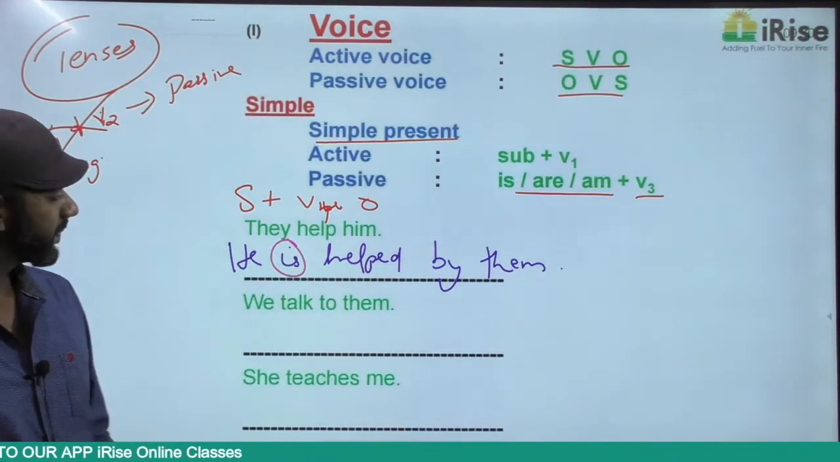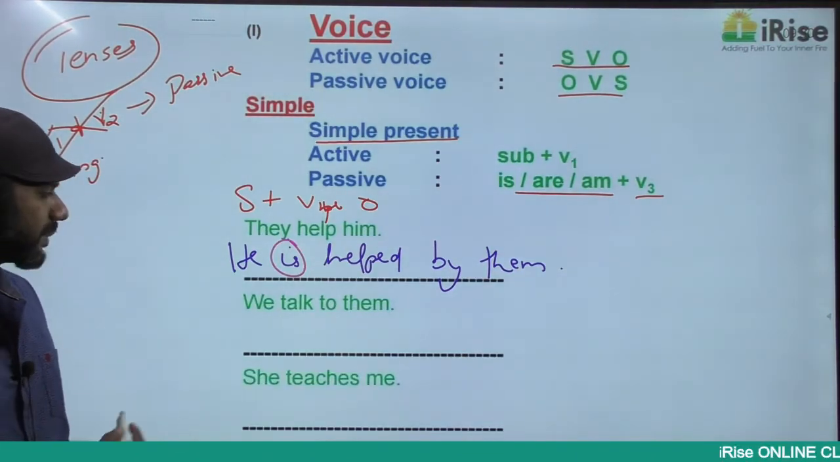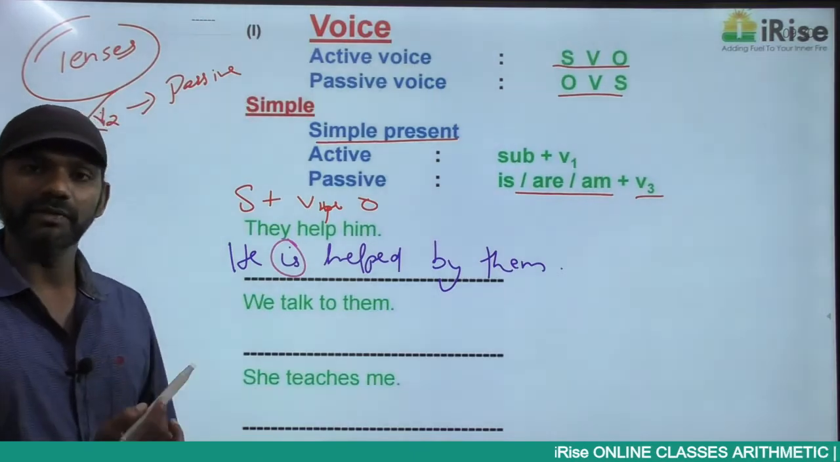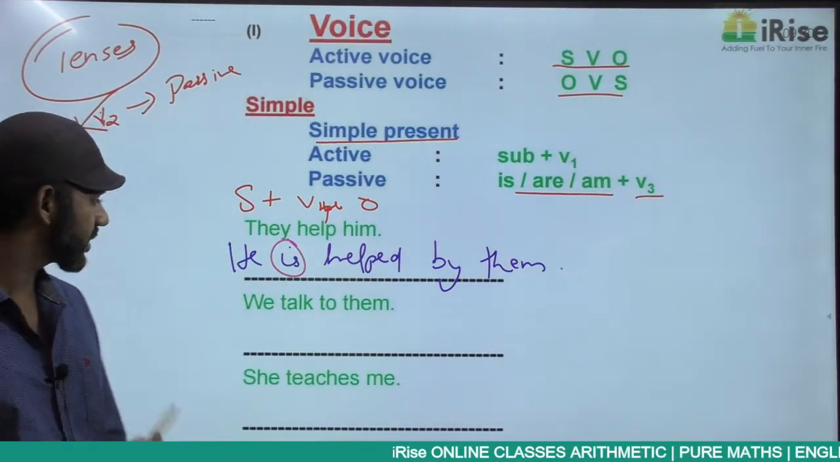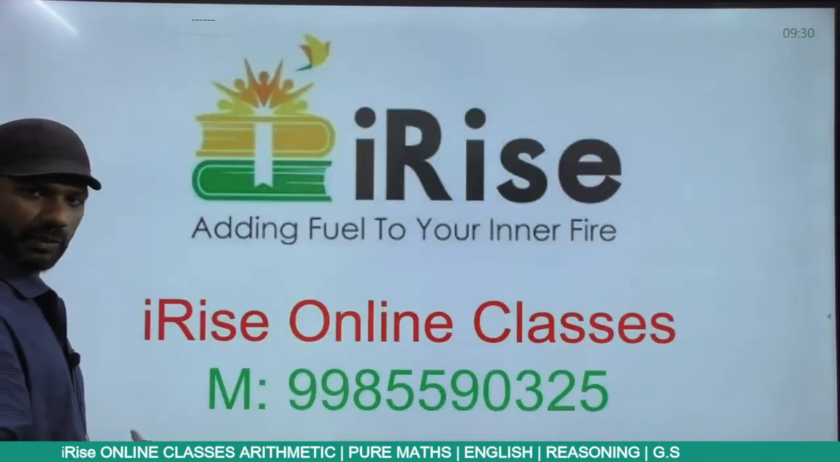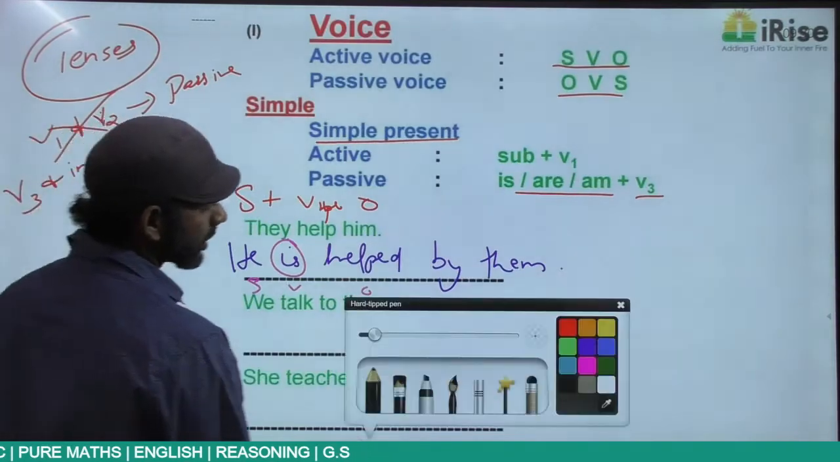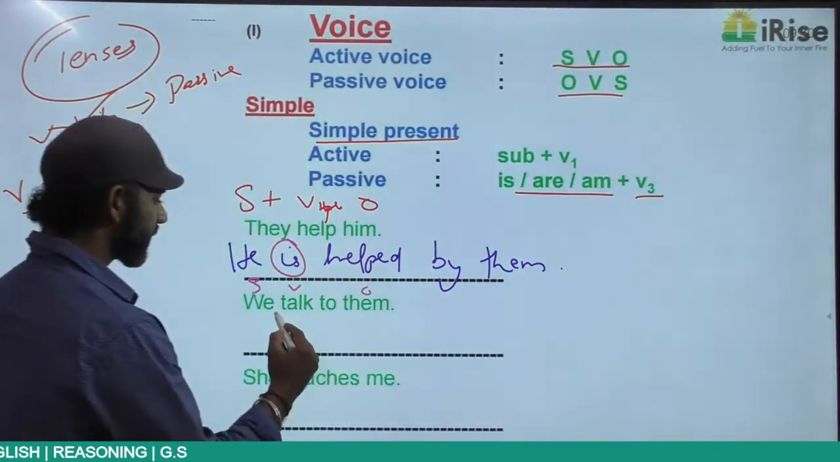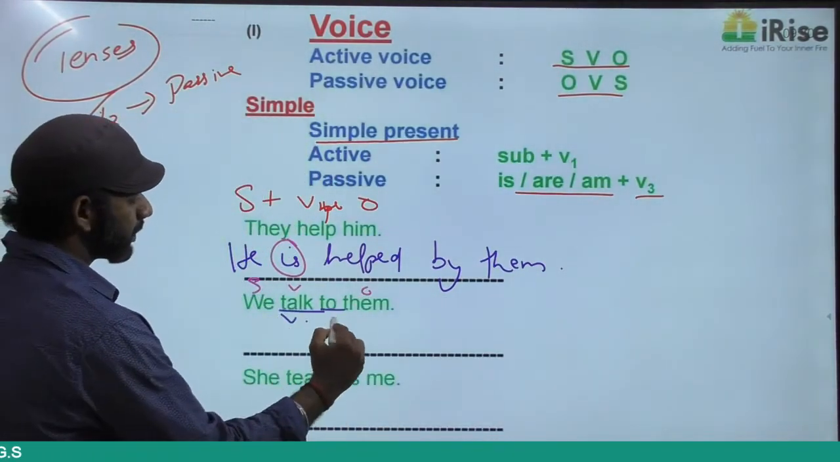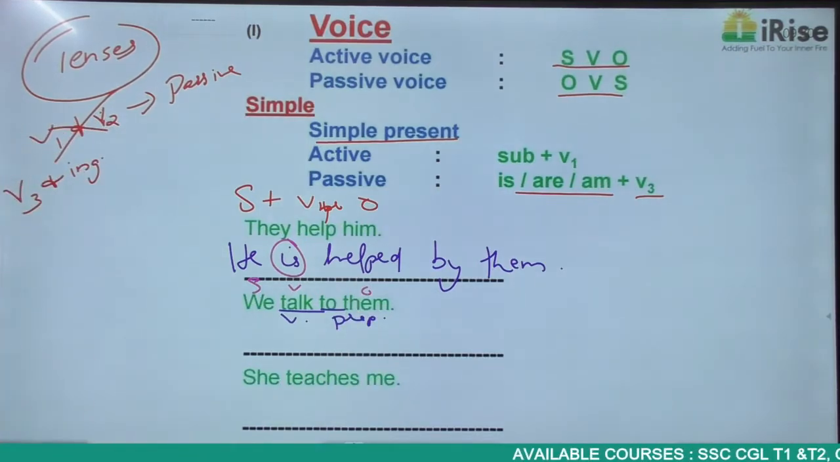Come to the next one. We talk to them. Active voice, simple present, talk is V1. V1 will never come in the passive voice. So this sentence is in the order subject, verb, object, active voice. Now talk is a verb, to is a preposition.